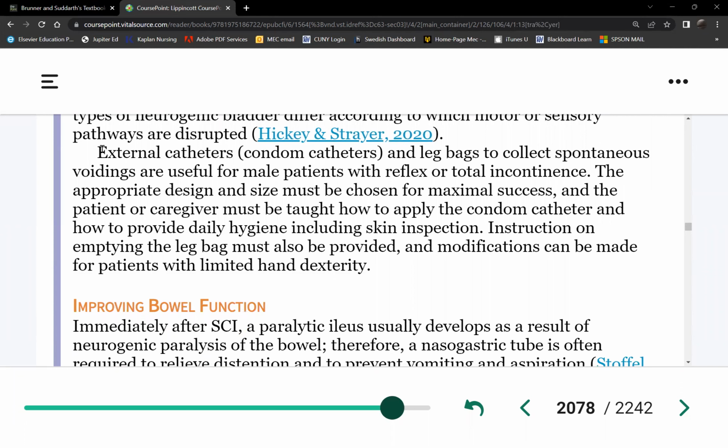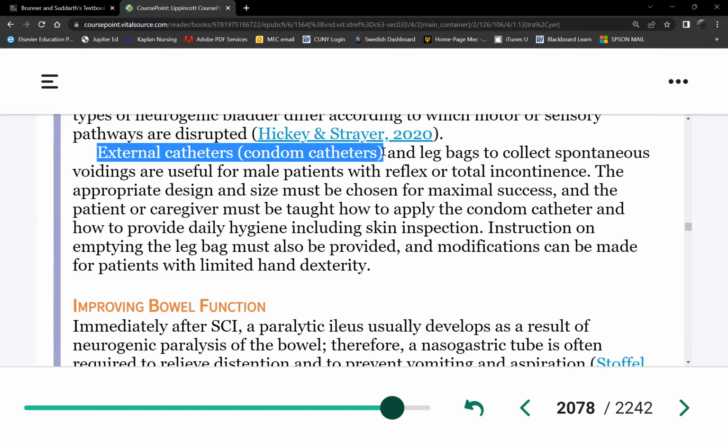If the patient is able to urinate, meaning they have a lower thoracic injury, then bowel and bladder function may be intact. However, they have no control over it, meaning they are incontinent. So you can use external catheters.